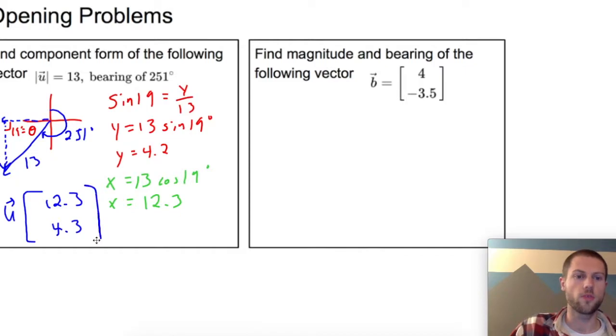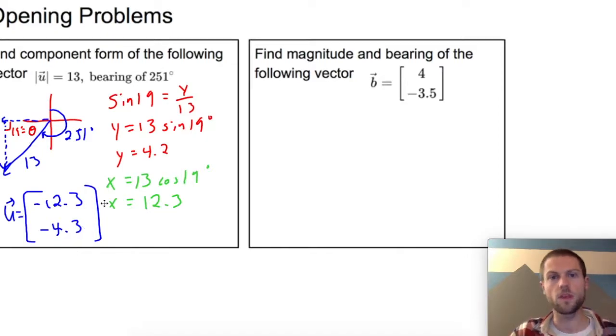So one thing that's really important to point out here is I'm not quite finished. These are the sizes of the x step and the y step, but the x is negative since I'm moving to the left, and the y is also negative since I'm moving downwards. So this is my final component form for vector u. In the next problem, we want to find the magnitude and bearing of this vector.